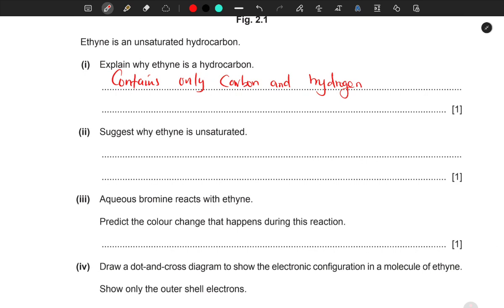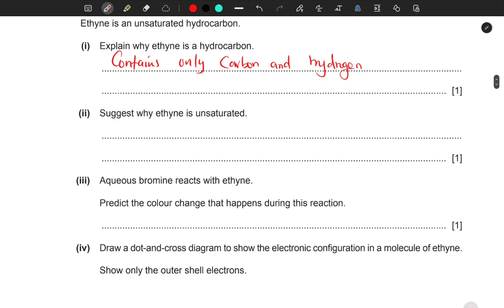Suggest why ethane is unsaturated. Now, there are two types of hydrocarbons, saturated and unsaturated. Saturated are those that have got single bonds, like alkanes. Unsaturated are those that have got double or triple bonds, like alkenes and alkynes. So it's unsaturated because it does not contain only carbon to carbon single bonds.